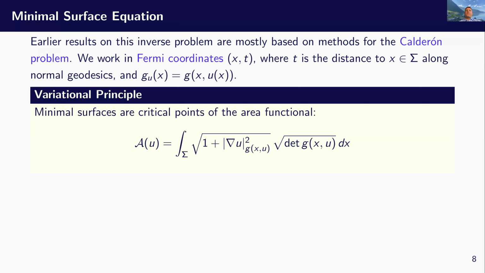By definition, minimal surfaces are critical points of the area functional. So now consider that your minimal surface is given as a graph of a function u. Then in Riemannian geometry, so now we are in the Riemannian setting, the area of such a graph is given by this formula A(u) here. It integrates over sigma this quantity where you see two square roots.